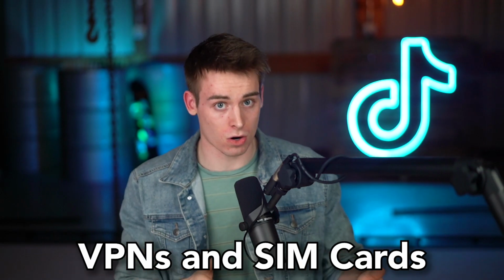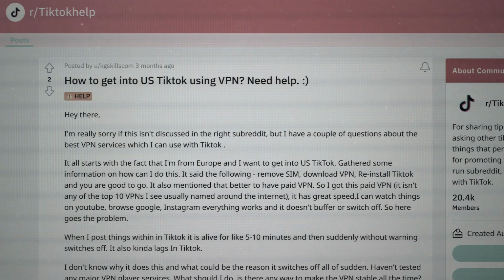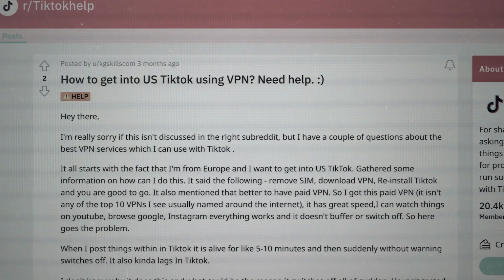Now, there is a way to shortcut this, and this is where VPNs and SIM cards really come into the equation. A lot of you have likely heard different hearsay information on using these methods. Some have had success, others haven't. I want to share with you what we've found to be the best solutions from the thousands of conversations I've had with some of you and the discourse inside our public and private TikTok communities. Here are the facts so far.